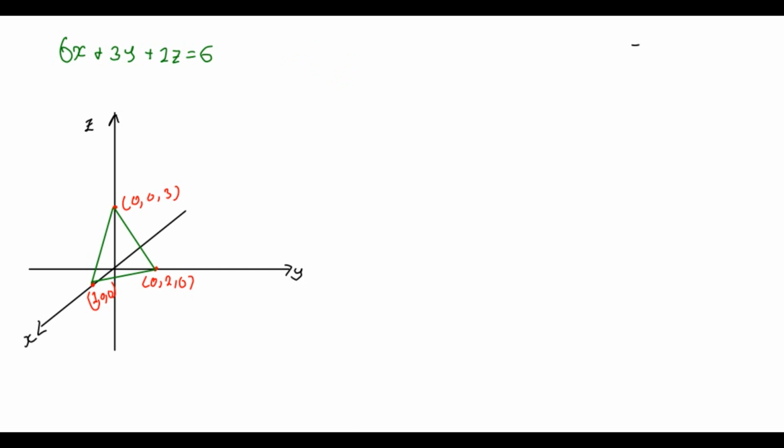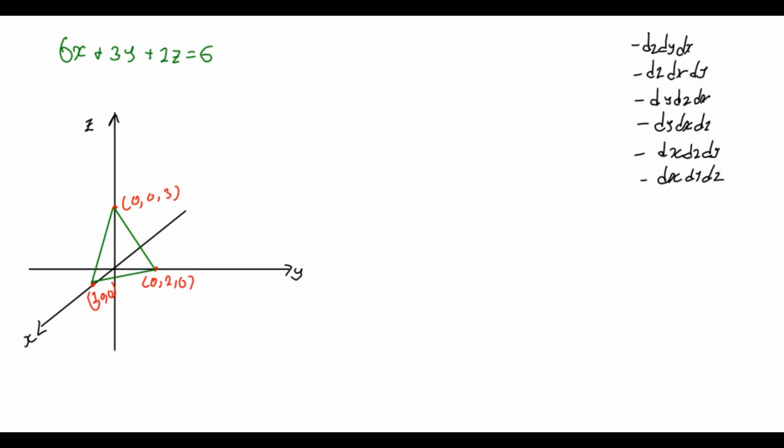Of course, I'll start with dz dy dx, followed by dz dx dy. What else can I have? I'm going to have dy dz dx. I can also have dy dx dz. The fifth one is dx dz dy. The last one is dx dy dz.